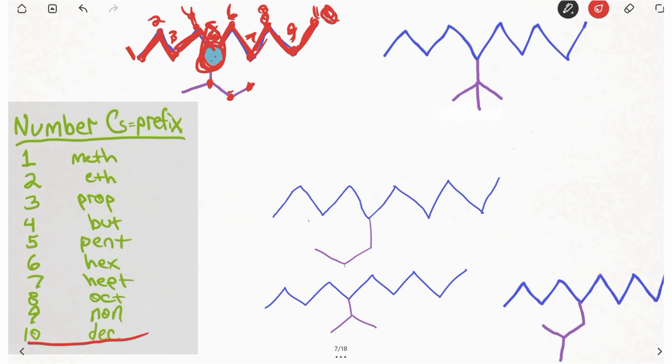Ten is dec, so that's going to start with dec. And then this is all single bonds, right? So we know it's going to end in ane. And we will come back to how to add the rest of the name for the substituent in a second.